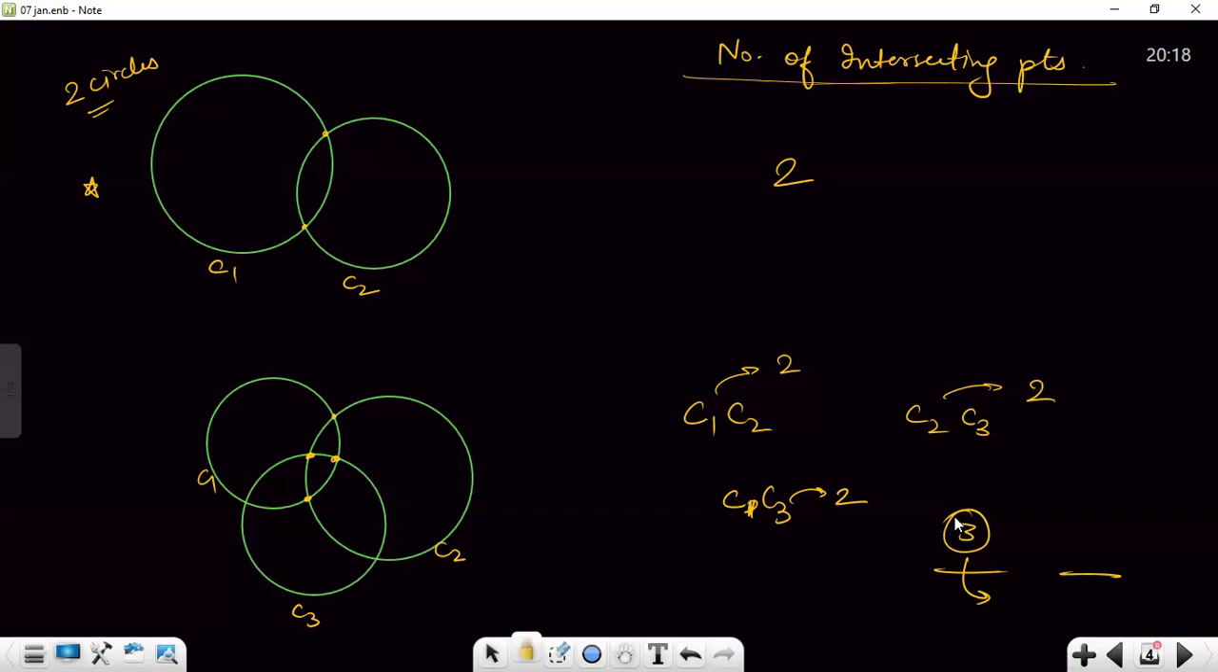Having used one circle, we are left with 2 circles to choose from, because we cannot repeat the same circle, since we are finding the intersection with another one. So there are 6 cases here. 6 pairs we can find, and with every pair there will be 2 intersecting points, so we will multiply by 2 also. We have 3 choices here, and having used one choice, we are left with 2. 6 into 2 will become 12.